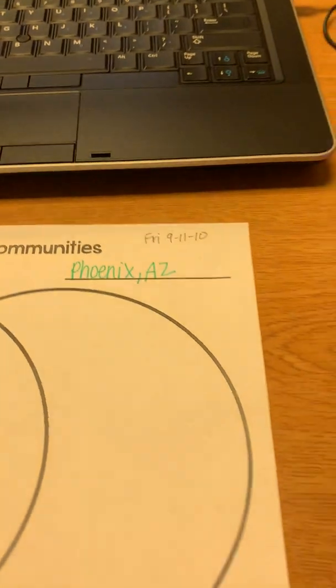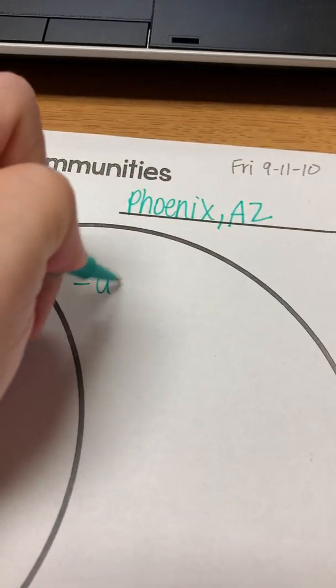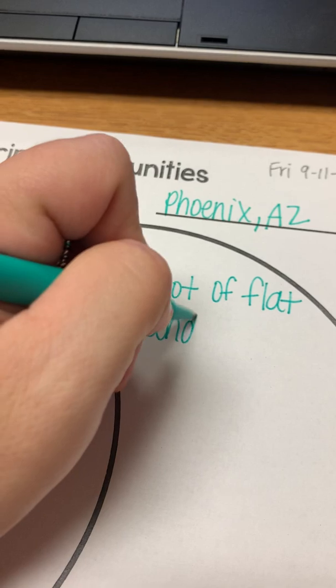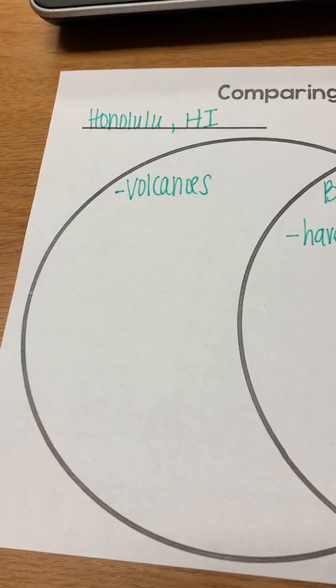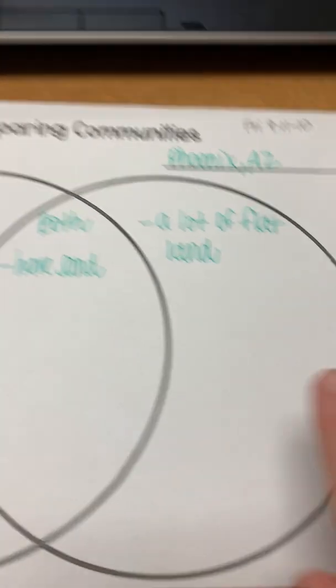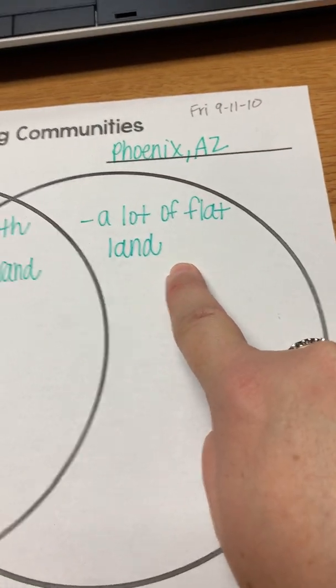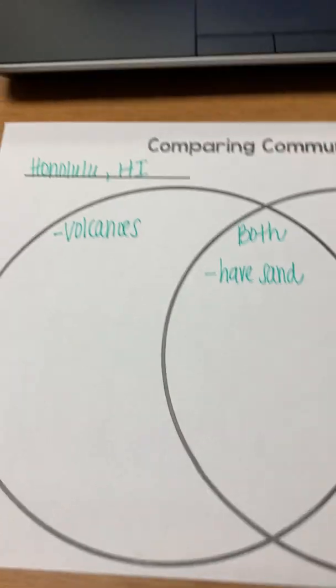So I'm going to put that Phoenix, Arizona has a lot of flat land. And it doesn't look like Hawaii does, but that's one thing that's different between the two of them, right?